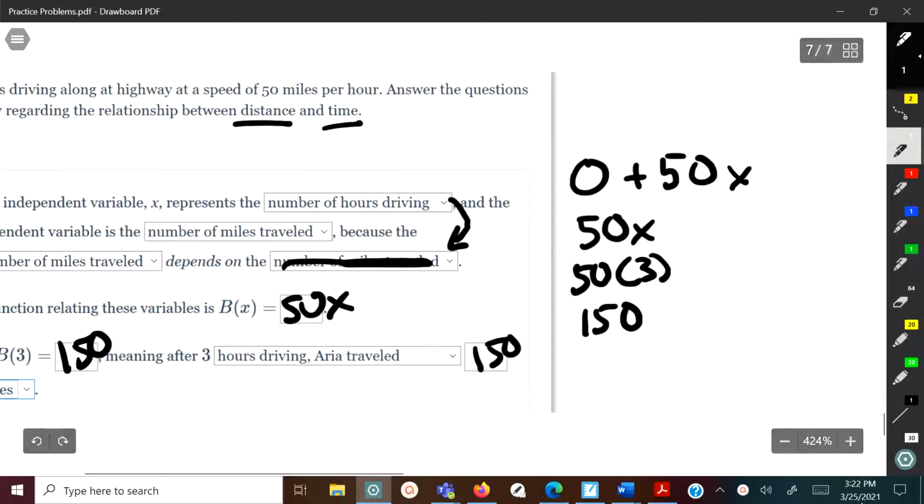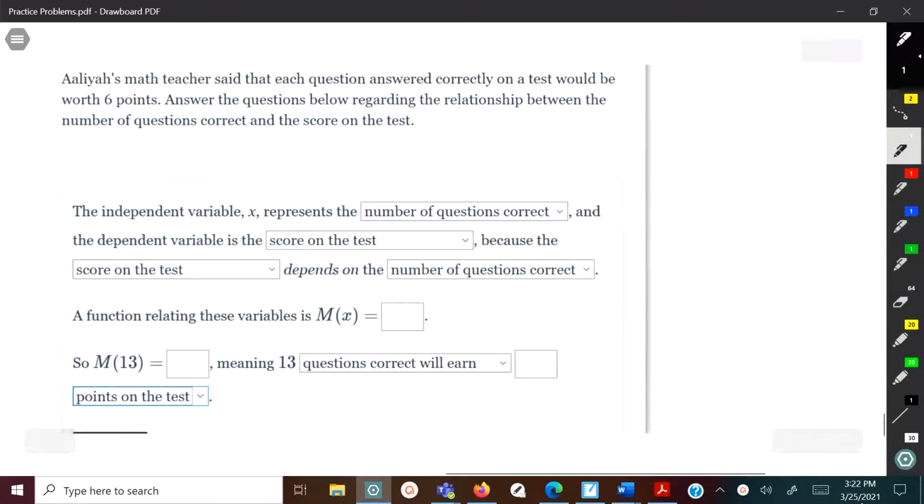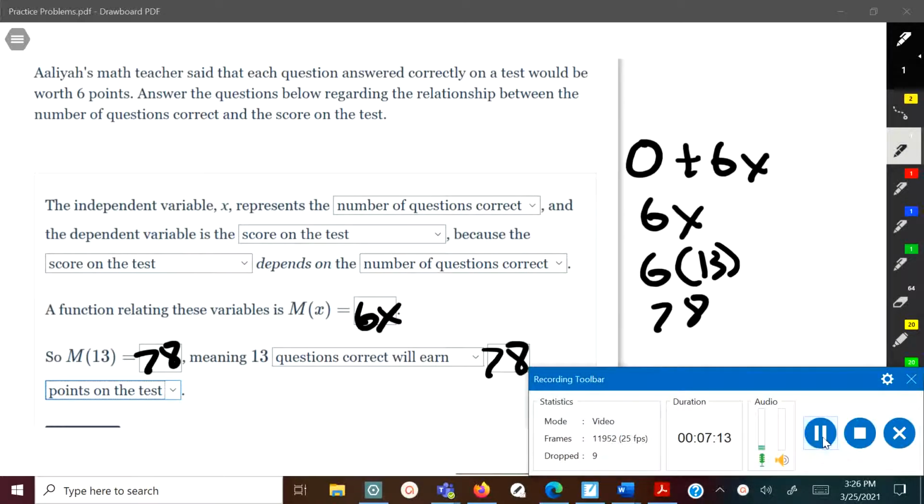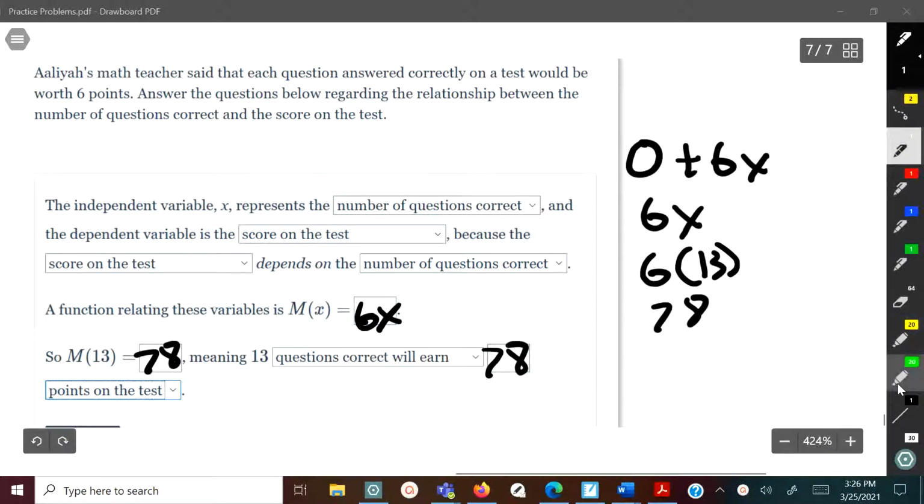All right, I'm going to go ahead and pause the video here and see if you can solve this one. Okay, so this should be what you get. On a test, usually you don't get any points at the beginning, so you start off with 0. Every question you get right, you get an extra 6 points. So if you got 13 right, you get your score up to a 78. And your score on the test is dependent upon the number of questions you get right.